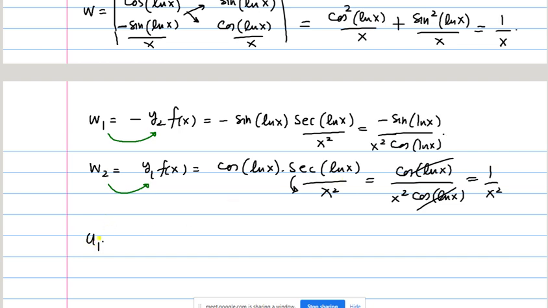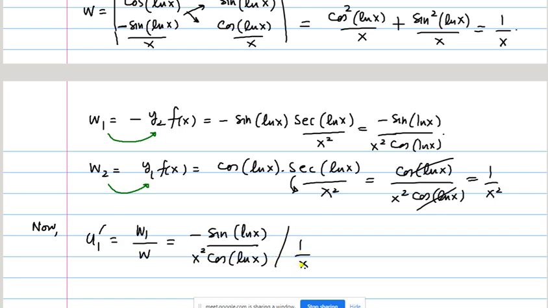Now u1, if I follow the same steps, u1 is w1 by w. w1 is minus sine log x divided by cosine log x with x square, and divided by w. w is 1 over x, so dividing by 1 over x means it will multiply by x, right? If you multiply this by x, x and x square will cancel, so you just get 1 over x.